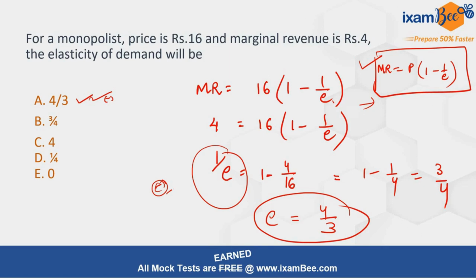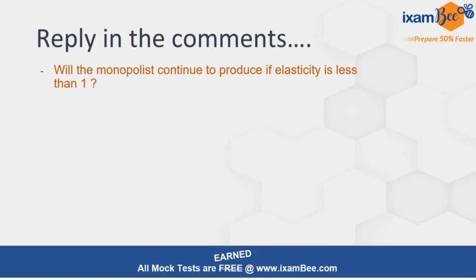Now I have one question for you. Reply in the comments. In this question, or in general, what do you think the monopolist will produce if elasticity is less than 1? In our answer, the elasticity of demand was coming out to be greater than 1. Now you have to answer: will the monopolist produce if the elasticity of demand is less than 1? If so, then tell me in the comments why. If no, then also write down why not.